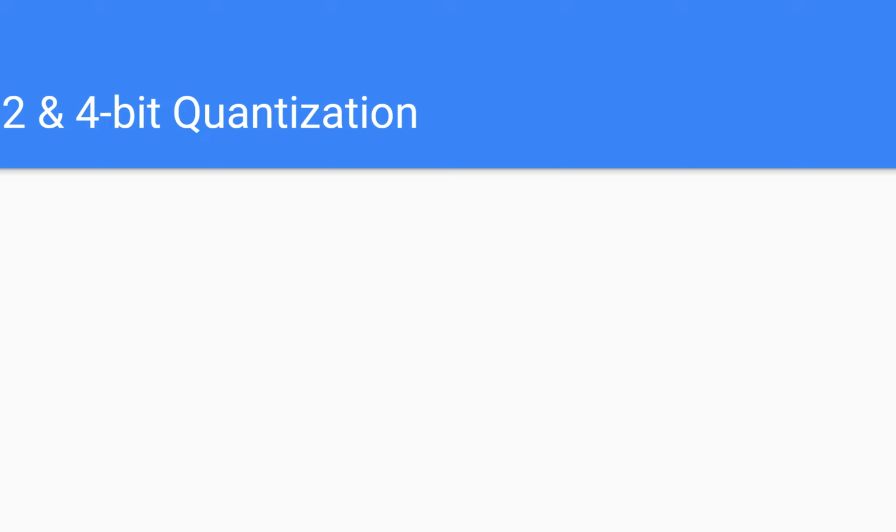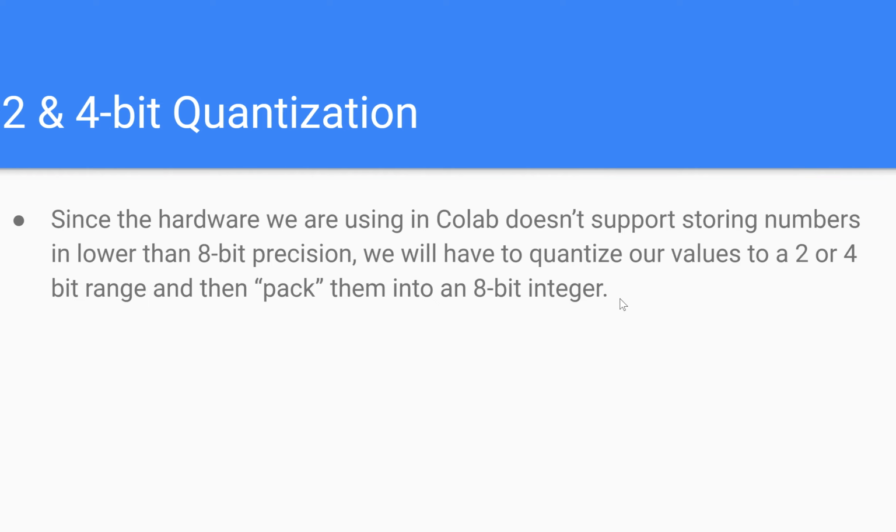So in this video, I want to give you a high-level overview of how we actually go about quantizing an array of values or a tensor down into lower than 8 bits, more specifically 2 and 4 bits. Since the hardware we are using in Colab doesn't support storing numbers in RAM or in memory that are lower than 8-bit precision, we have to use what are called packing algorithms and unpacking algorithms to make this happen.